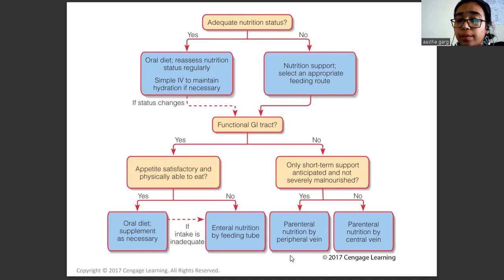Parenteral nutrition by peripheral veins and parenteral nutrition by central veins. These are the two methods of providing nutrition through veins. If it is for the short term, then the peripheral vein system would be used. And if the nutrition support has to be given for a longer period of time, that is for 2 weeks or 3 weeks, in that case, you would be opting for the central venous system. I hope this would be clear.